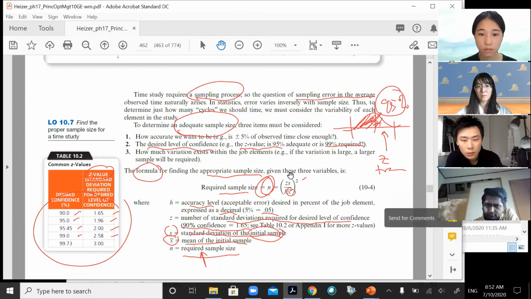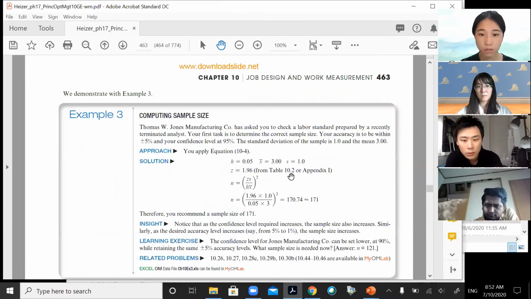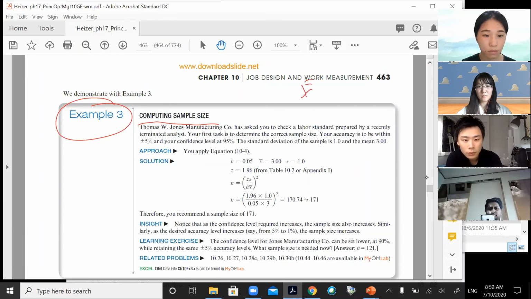You cannot understand this if you don't see an example. So that's why the next one, example 3, is computing sample size. Of course, if you have data, you know how to calculate the standard deviation and also the average. Average is very simple, we calculated it just now: sum of Xi divided by N.